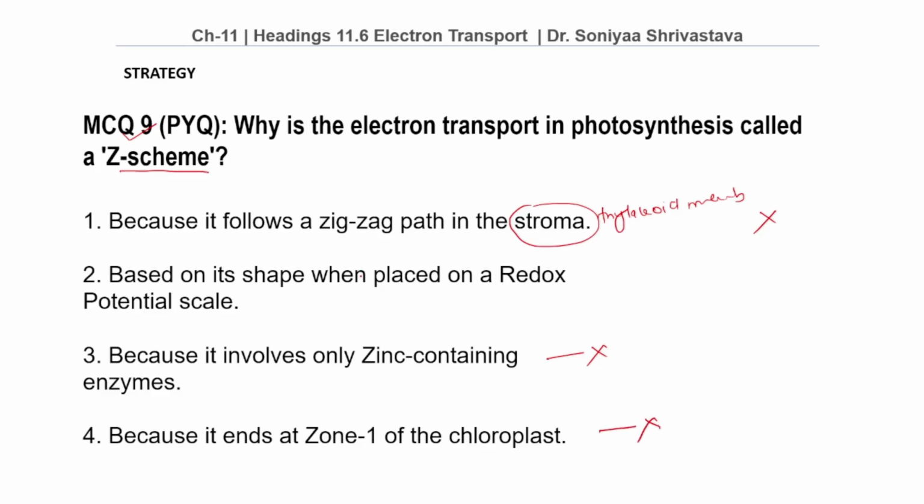Now, coming to option number 2. Based on its shape when placed on a redox potential scale, when electron flow is plotted against the redox potential, the graph forms a characteristic Z-shaped pattern. Therefore, it is called the Z scheme. So, this option is correct.